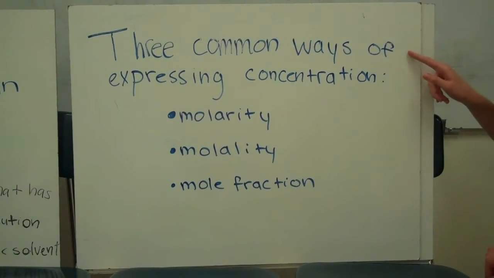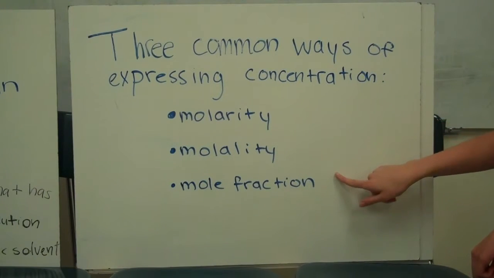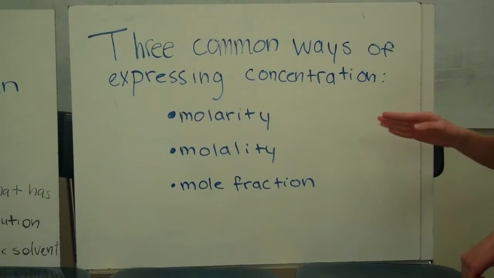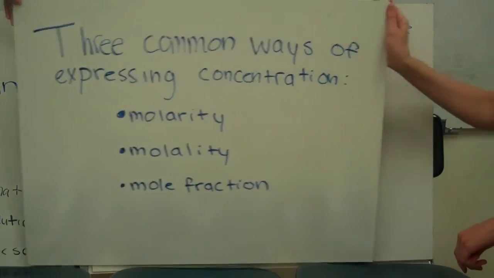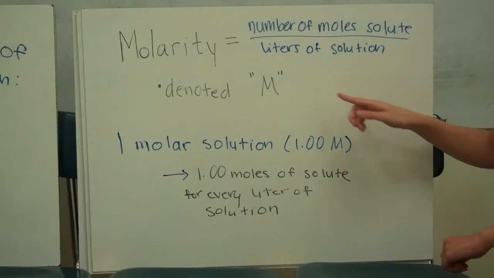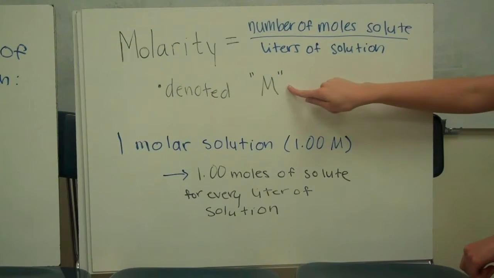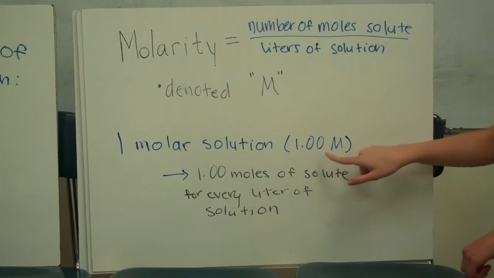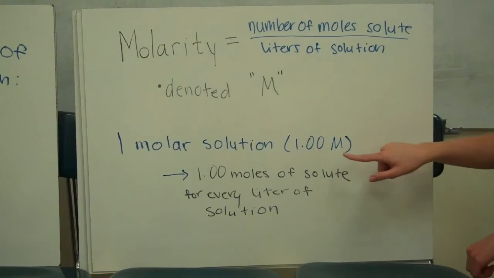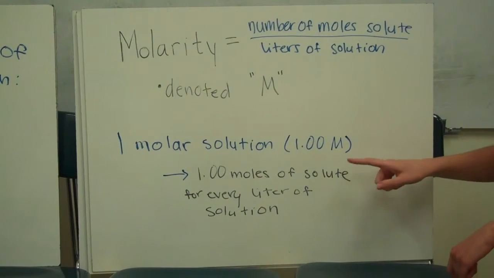So, the three common ways of expressing concentration that we are going to talk about today are molarity, molality, and the mole fraction. Each of these expresses how much solute is in a solution, but they express it in different ways and in different units. First we're going to talk about molarity. Molarity is the number of moles of solute over the liters of solution, and it's denoted by a capital M. For example, if you had a 1 molar solution, this could be written as 1.00 M, with a capital M to represent molar. This would mean that you had 1.00 moles of solute for every liter of solution that you had prepared.